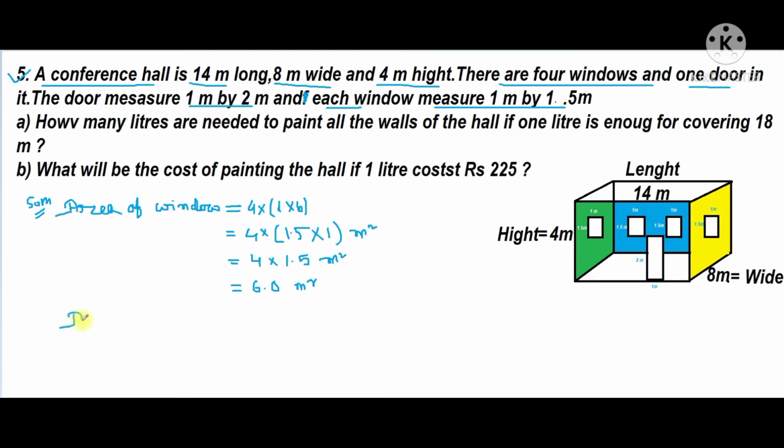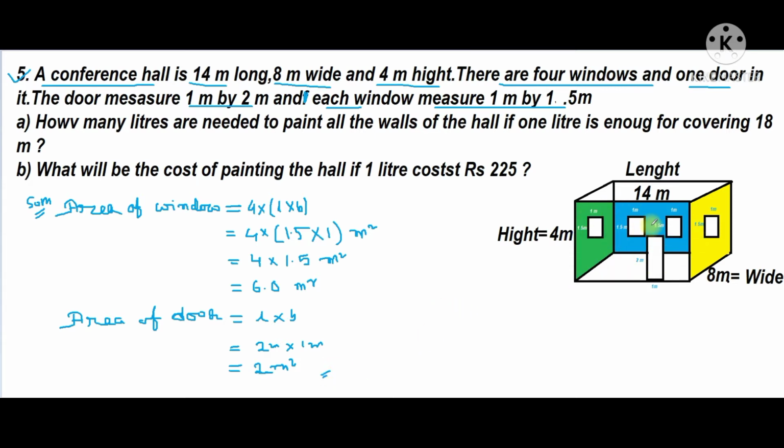Next we'll find out the area of the door. The door is also rectangle shaped, so area is length into breadth. The door's length is 2 meters and breadth is 1 meter, right? So 2 into 1 is 2 meter square. So now we got the area of the door, okay.